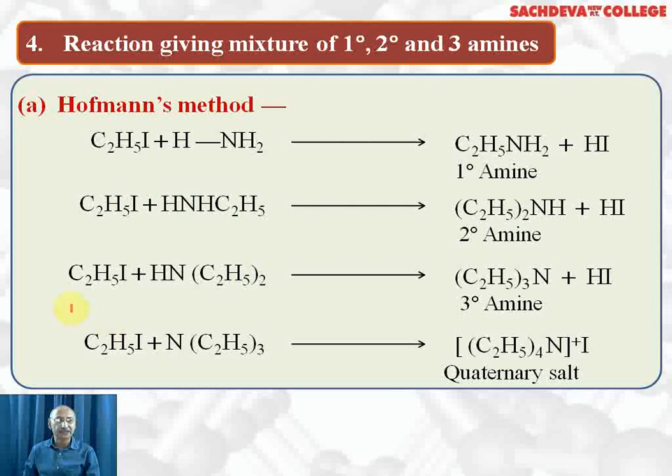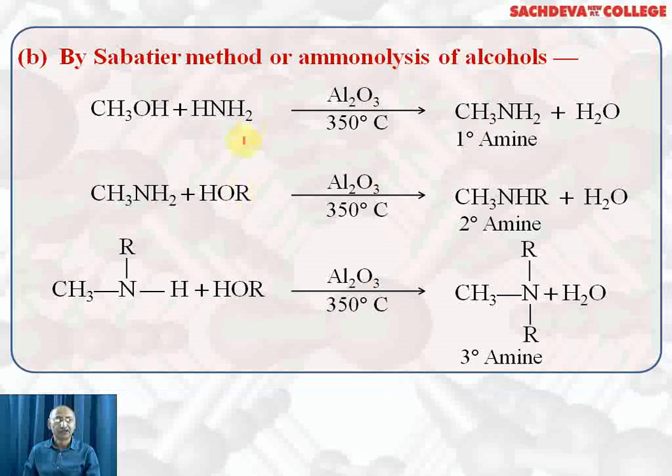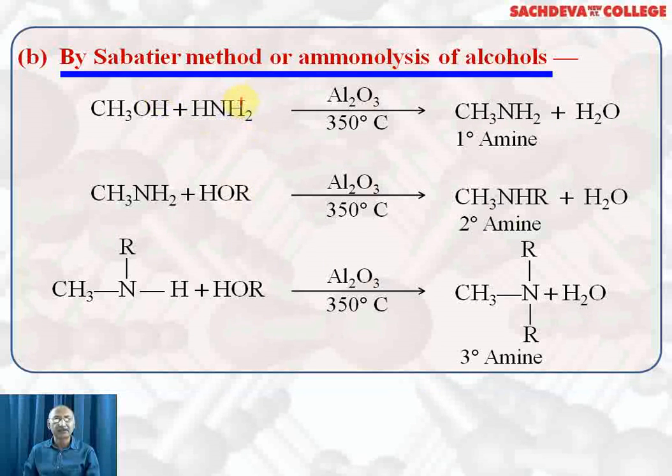Diethylamine further reacts with ethyl iodide. HI is removed, we get tertiary amine, triethylamine. Tertiary amine reacts with ethyl iodide to form tetraethyl ammonium iodide, which is quaternary ammonium salt. So this is Hoffman's exhaustive alkylation method in which primary amine, secondary amine, tertiary amine as well as quaternary ammonium salt can be obtained.